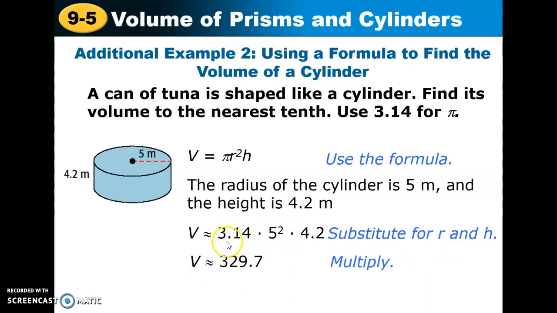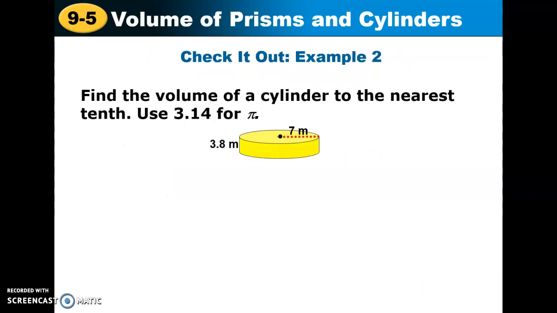When you multiply all those together, so it'll be 3.14 times 25 times 4.2, you get 329.7. Don't forget your unit of meters cubed. Okay? It's very straightforward. It's just plugging into a formula. So if you know the formula, you should be in good shape.